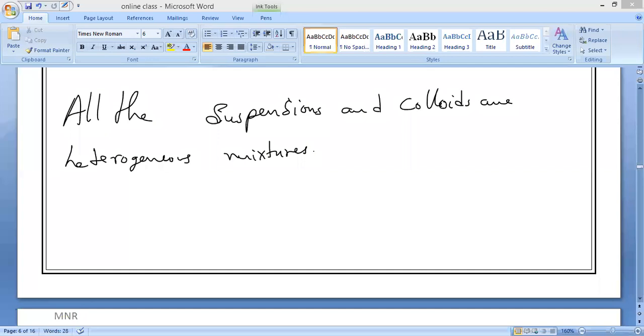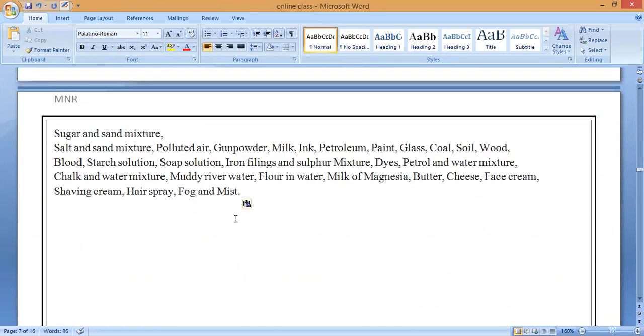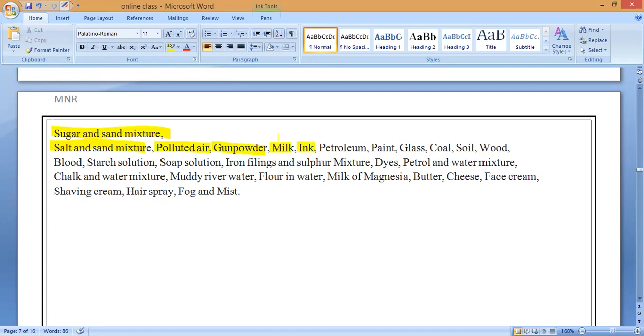So all of you should remember only solutions and alloys are homogeneous mixtures. Most of the remaining mixtures are heterogeneous. We can take starch and water. A lot of things you can see here: sugar and sand mixture, salt and sand mixture, polluted air, gunpowder, milk, ink and milk, which are colloidal substances.